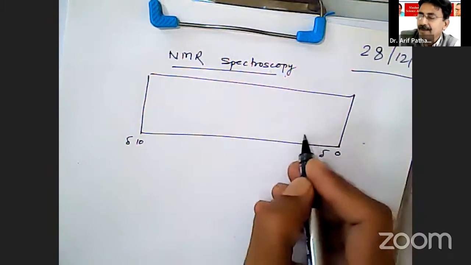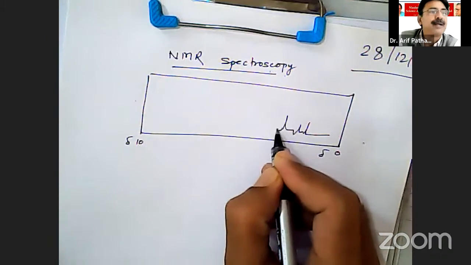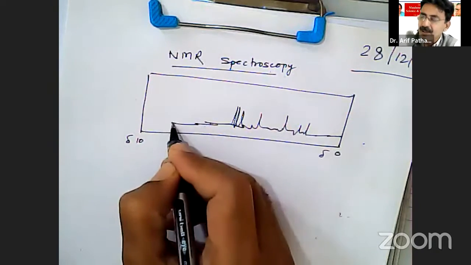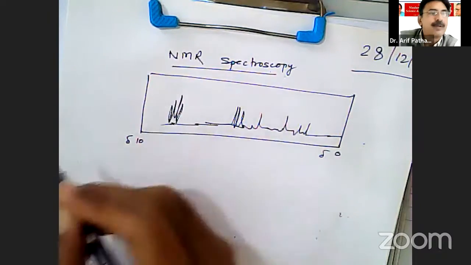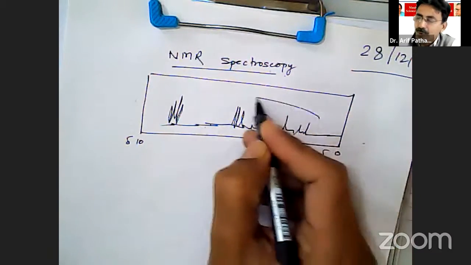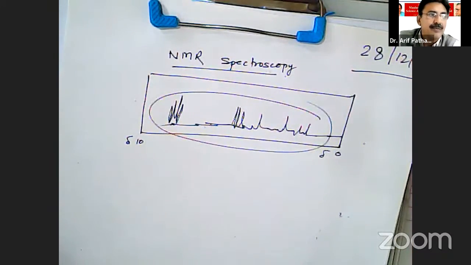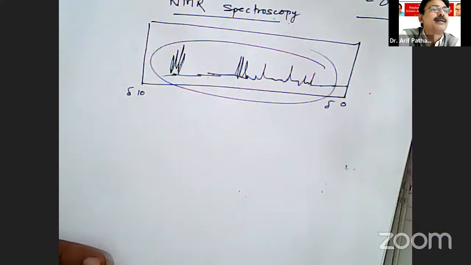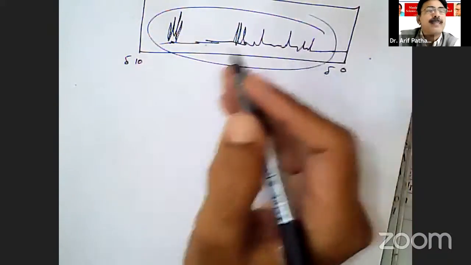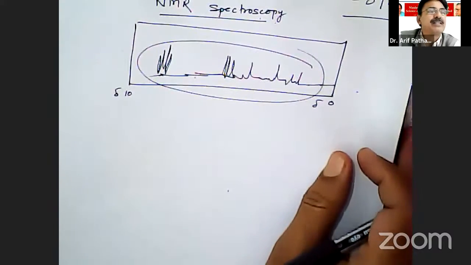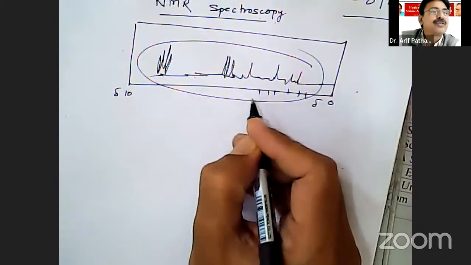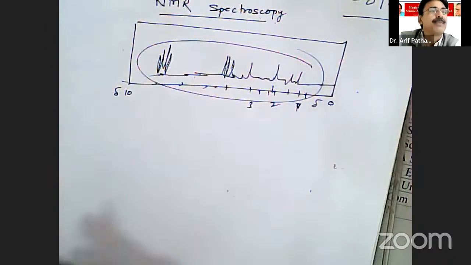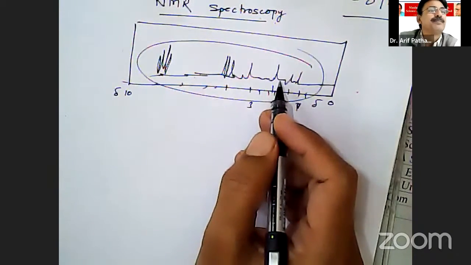And there will be some signals appearing there, doublet, triplet, whatever may be. Now, how to interpret this spectra? We have already seen that. So how to interpret this NMR spectra? Here there will be delta values 1, 2, 3, and so on up to 10.